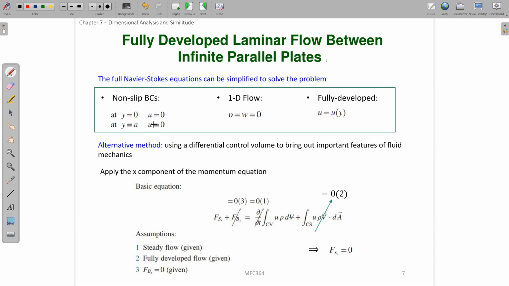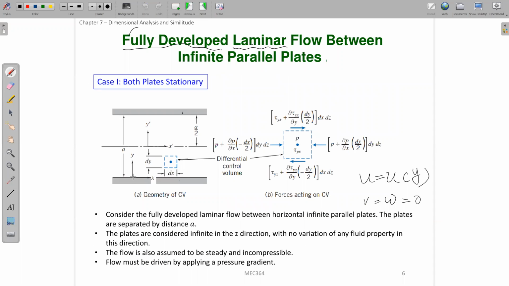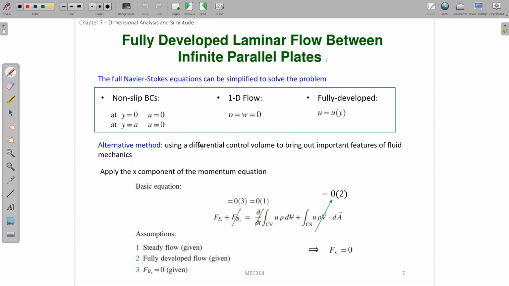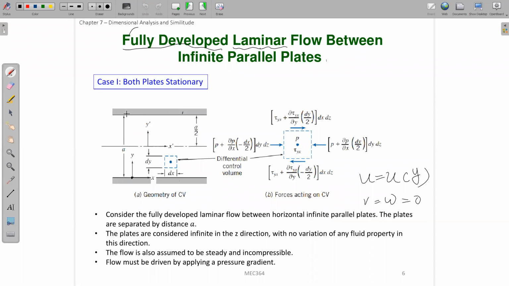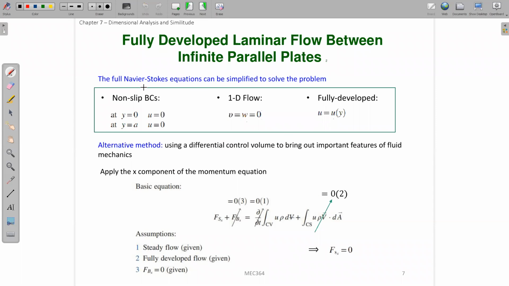The boundary condition, BC, is the abbreviation for boundary condition. Okay, so the boundary condition is that at y equal to 0. How do we define y? We define y here, right? So y equal to 0 is this point. It is on the bottom plate. It is a no slip condition, so u equal to 0. And at y equal to a on the top plate, it is a no slip condition, so u equal to 0 again.